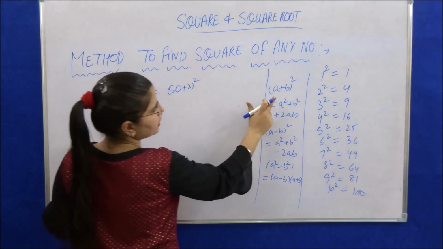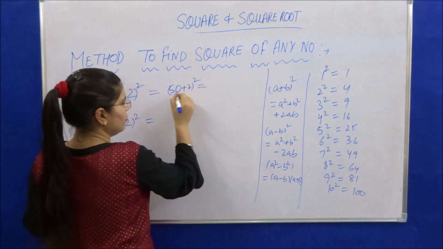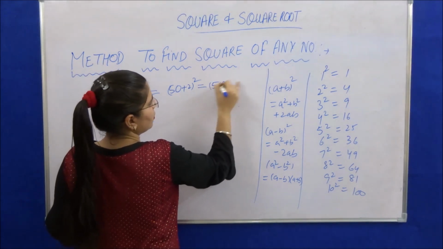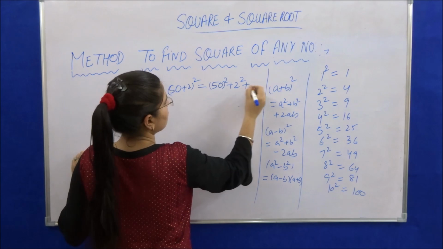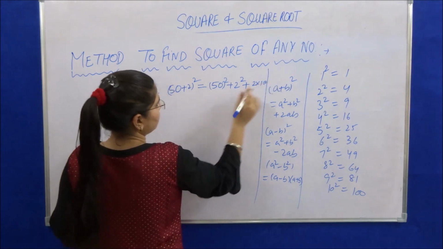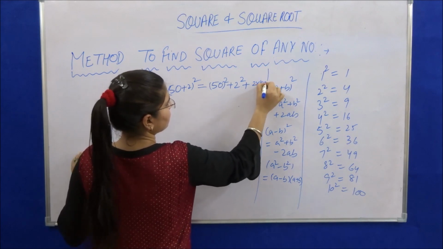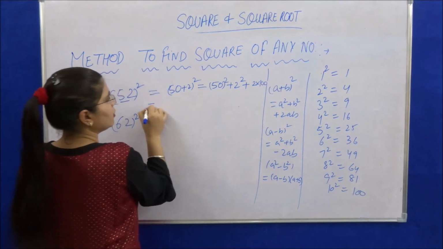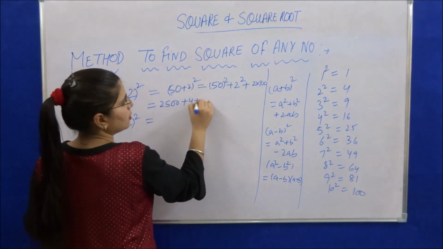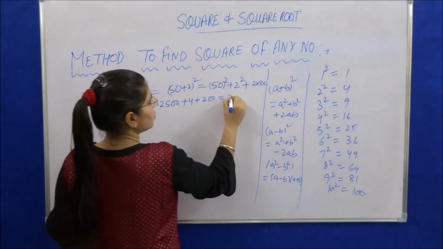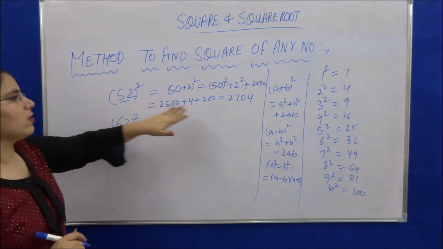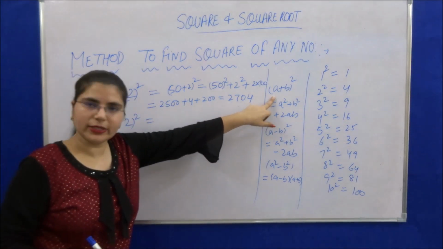So by using this identity, we can find the value of the square of 52, that is 50 square plus 2 square plus 2 into 50 into 2, that is 100. That will be equal to 50 square, which is 2500, plus 4 plus 200, that is 2704. So we can find the square of this number by using the identity of algebra.